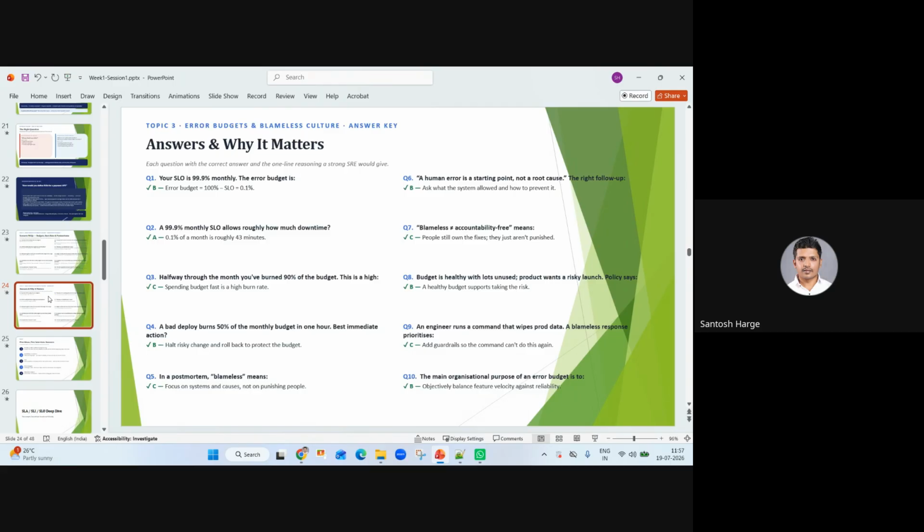Again, the last question. The main organizational purpose of the error budget is that we are not stopping any development team from deploying features. We are willing to do that, but let's do it in a measured approach. Have a proper error budget in place, have a proper SLO in place, and you are good to release your features.